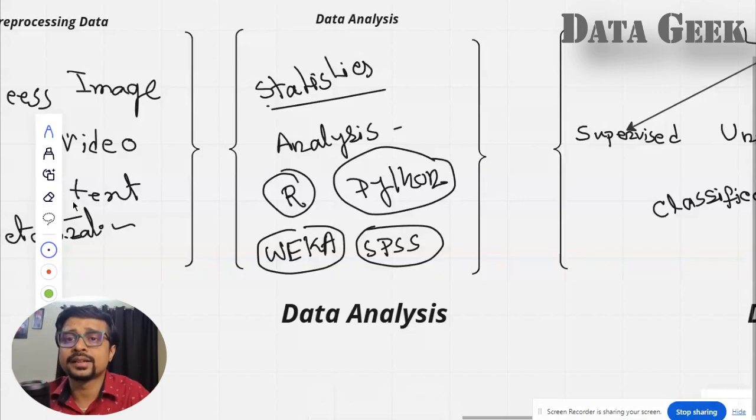Previously they used to do the statistical analysis in Excel. After that R came into the picture. After that, nowadays we are using Python, and there are multiple tools. There are SPSS, there is Weka, there are multiple tools for doing data analysis. Now, as a data professional, there is a specific post called data analyst. So they only concentrate on this particular part.